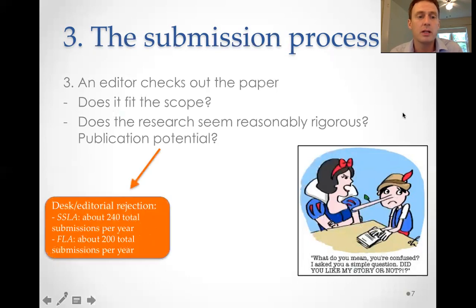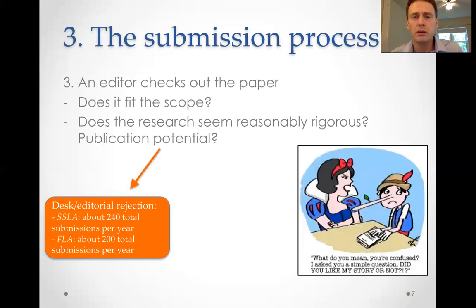That's what we're hoping for. So if they don't think that's the case, you'll get what's called desk or editorial rejection. And just know that desk or editorial rejection is the sort of triage that happens when papers come in, because journals often receive way more submissions than they could possibly accept, or can consider for publication, much less accept for publication. So in the two journals that I work with, the majority of the papers that are initially submitted are desk rejected, or rejected at the editorial level before going out for peer review.